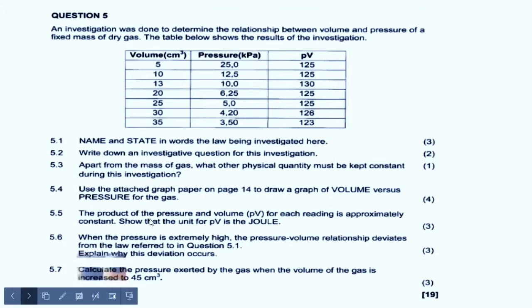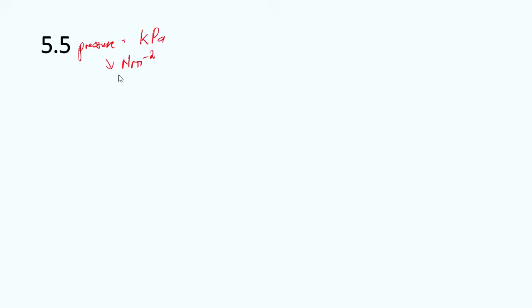Then 5.5 says the product of the pressure and volume, PV, for each reading is approximately constant. Show that the unit for PV is the joule. This question comes from knowing the SI unit for pressure. We know that the SI unit for pressure is kilopascals, but also Newton per meter square. So Newton per meter square is also the SI unit for pressure. For volume, we know that the SI units are centimeter cube or decimeter cube, but also meter cube is an acceptable SI unit for volume.